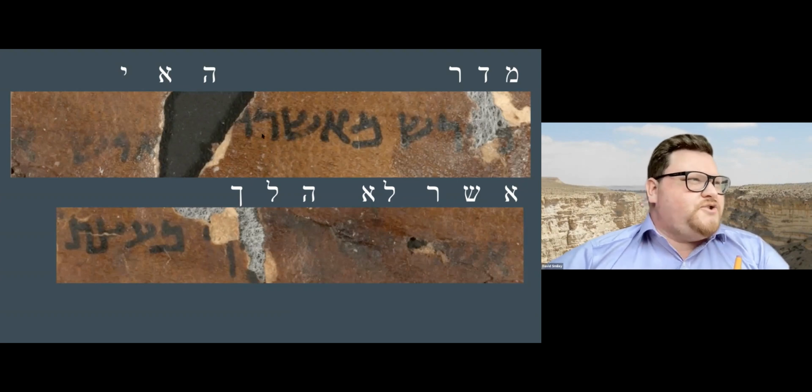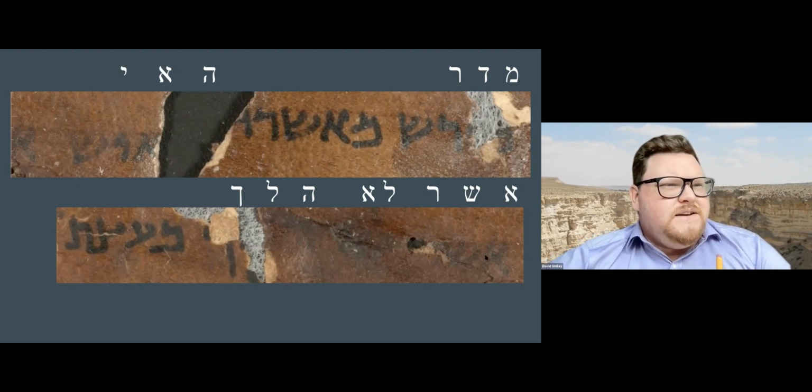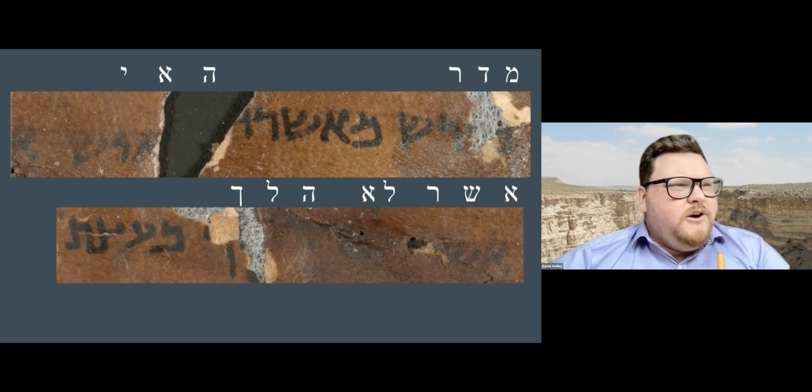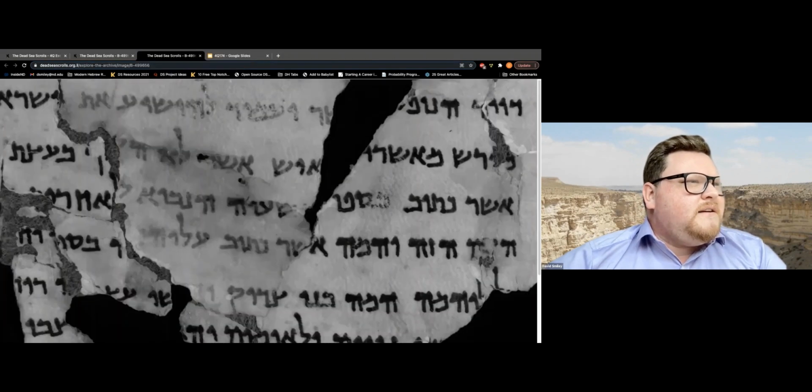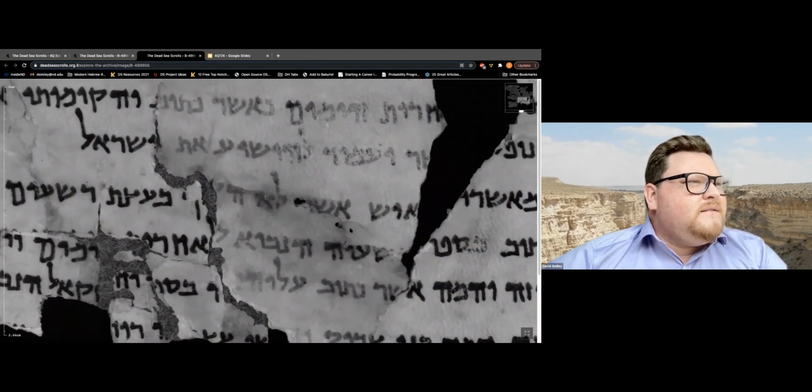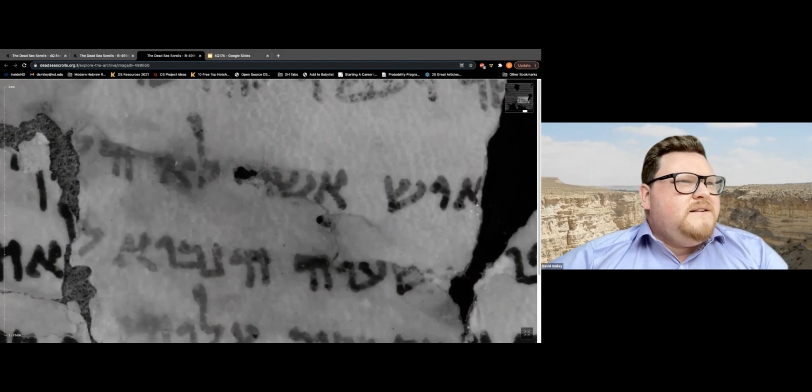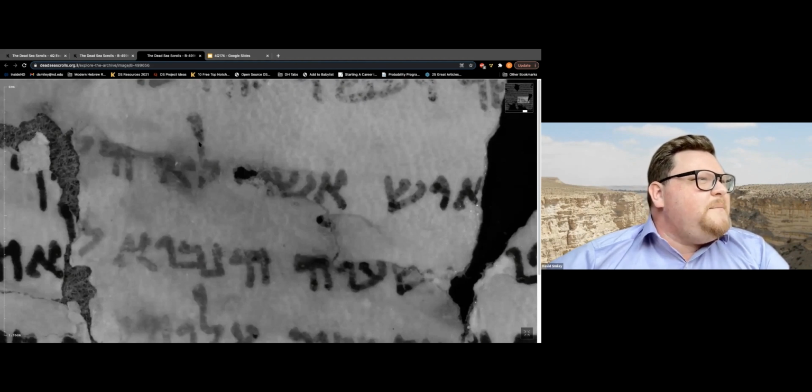If we know this is Ashrei, and we know that this is a yod and a sheen, and afterwards, if we look at the infrared, we have Asher and Lo, which you can't see here. But if we go to the infrared, you can see it right here. You see the aleph, the yod, the sheen. You see the aleph, the sheen, the resh. You see the lamed, which is characteristically going above the line, and the aleph, and potentially a hey.